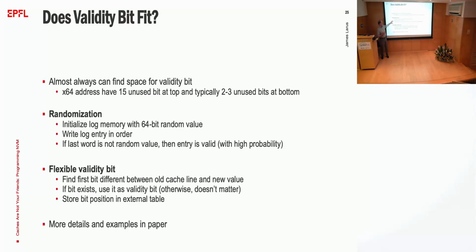We have some other techniques where you initialize the memory with random values, and with high probability you will not see that value if you write a valid log entry on top of it, and so you can distinguish between the writes and the non-writes there. There is also another technique we call flexible validity bits, where we keep track of the first bit that differs between the memory and the non-volatile memory and use that as the valid bit. Lots of details and examples in the paper. My contention is that you can almost always find a bit in a log entry for doing this.